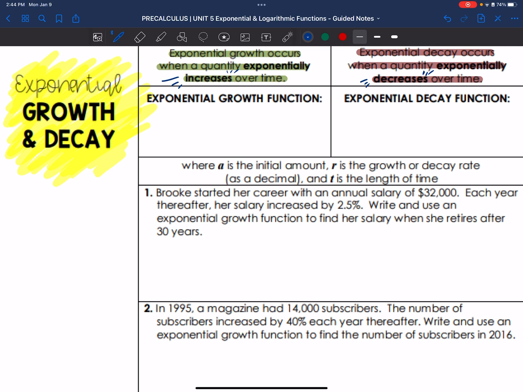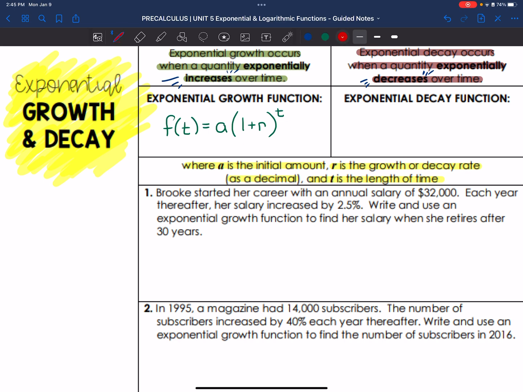Now, what does the exponential growth function look like? The exponential growth function is typically a function f with respect to t, where t is time, where you take your initial amount and your base is 1 plus the rate of growth to the power t. Again, we see here, let me highlight it for you. A is the initial amount and r is the rate of either growth or decay expressed as a decimal. And t is the length of time that we are dealing with.